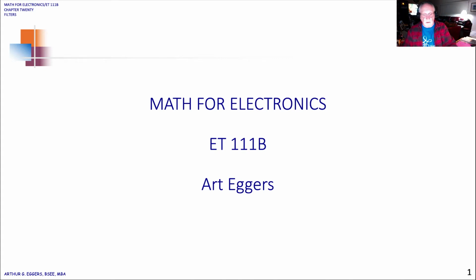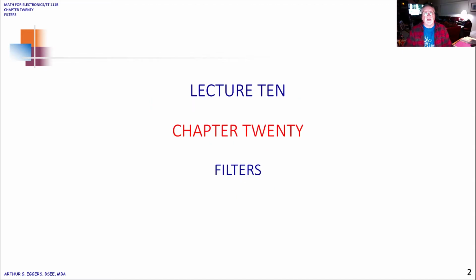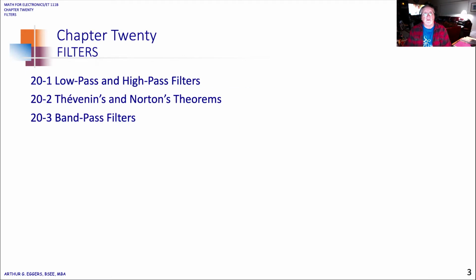Okay, now we're going to look at something that we've kind of introduced before when we started looking at RC and RL circuits. We're going to look at them in terms of AC signals and frequencies. And what we're specifically looking at is filters. So chapter 20 is filters. Filters are actually just tuned circuits.